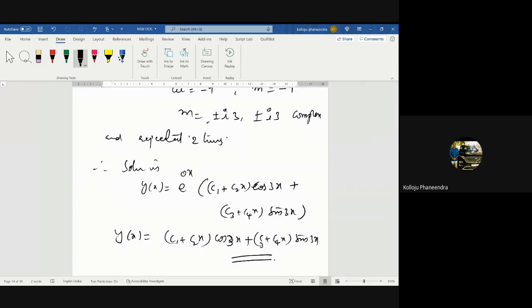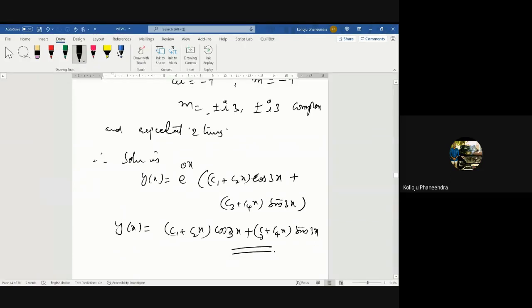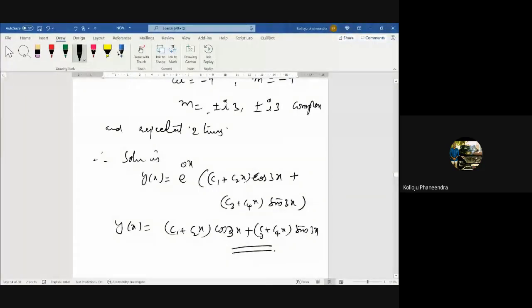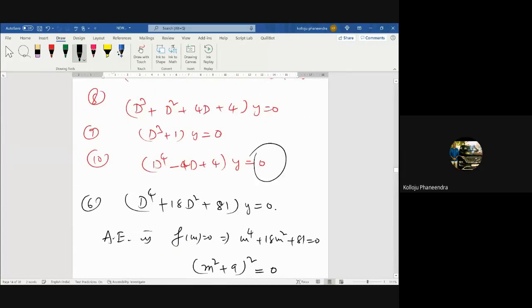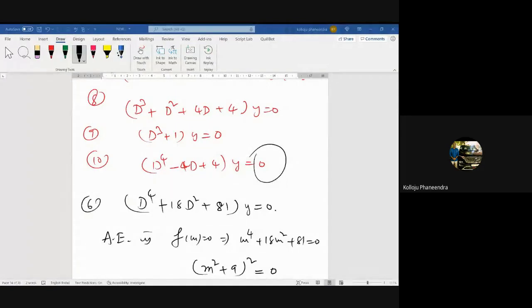Right? This is the topic. What is this topic? Constant coefficient homogeneous linear differential equation. In the next class, non-homogeneous means the right side function is not 0, some function will be there. That is called a non-homogeneous constant coefficient linear differential equation. Then how to solve that problem? I will stop here. Any doubts? No, sir.